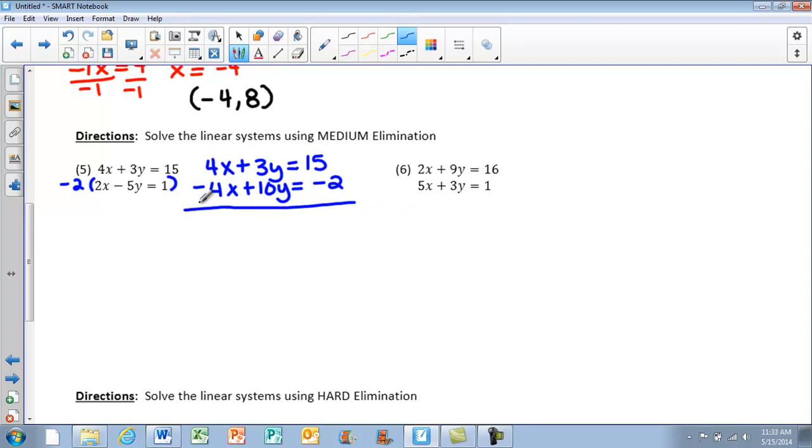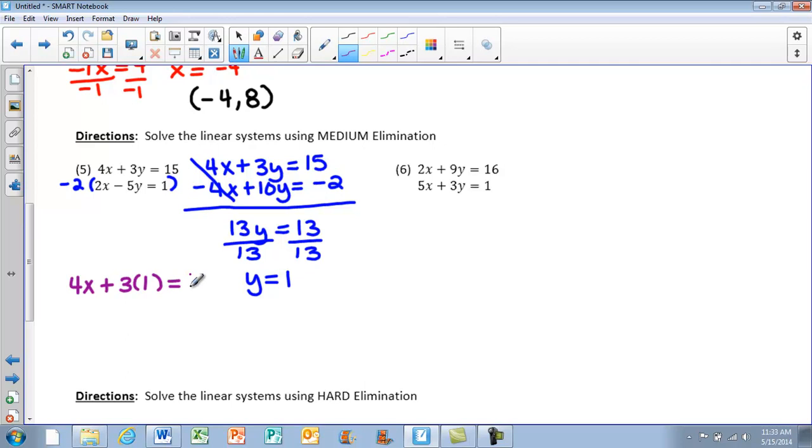Now when I add these together, my x's cancel out, and I'm left with 13y equals 13. Divide both sides by 13, and I have y is equal to 1. Now I need to plug that back into one of my equations to find my value for x. So I'm going to plug it into the first one. So I have 4x plus 3 times 1 equals 15. So 3 times 1 is 3. So to get rid of it, I need to subtract 3 from both sides. So I have 4x equals 12. Divide both sides by 4, and I have x is equal to 3.